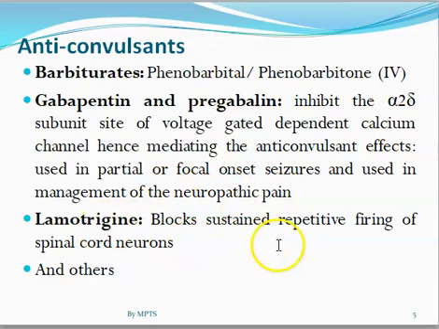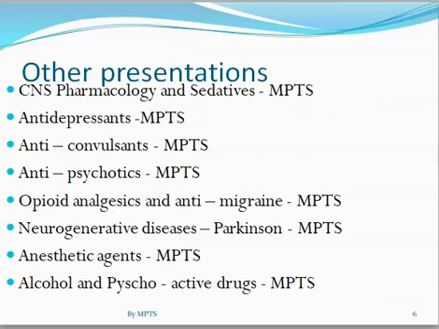Lamotrigine blocks sustained repeated firing of spinal cord neurons. And there are very many other drugs which you have in either your notes or on apps, or even available in the other books. Remember, this has been a short presentation on CNS anticonvulsants. These are the other ones we have. You can always refer to them.